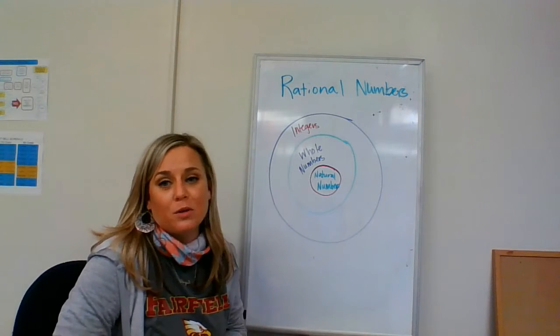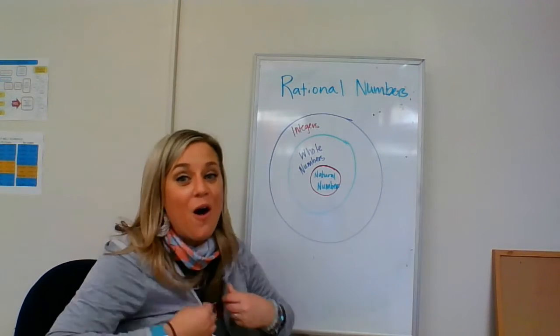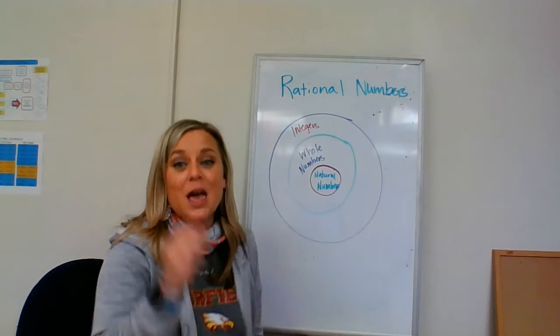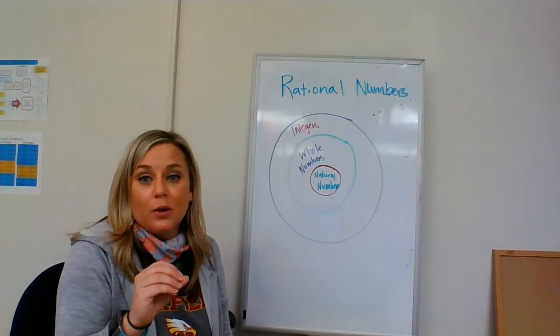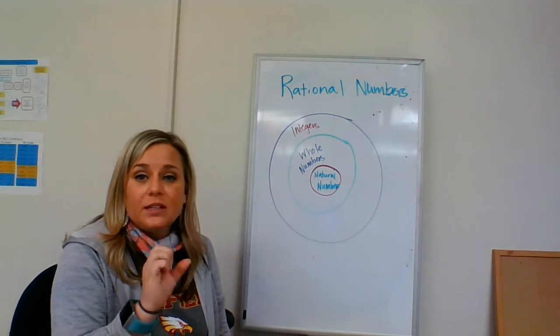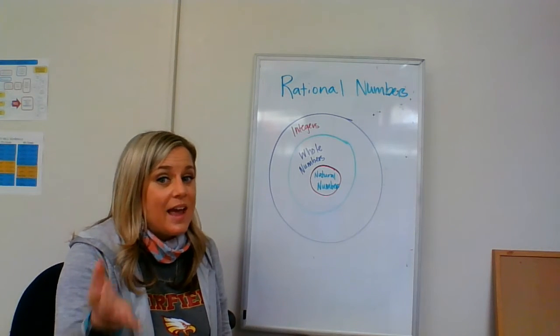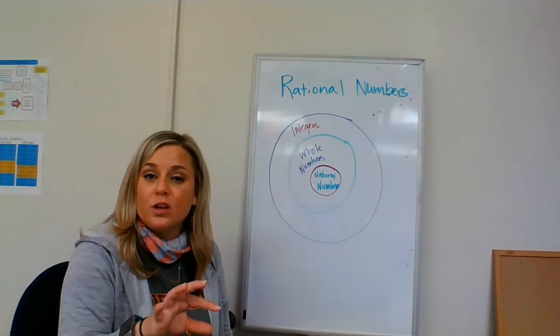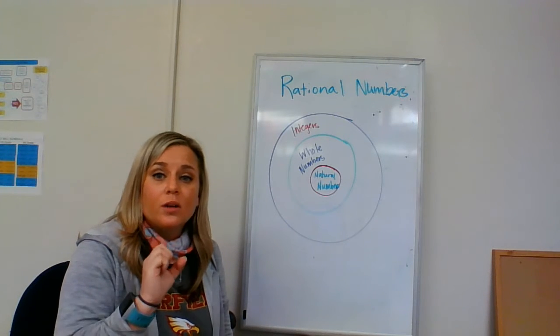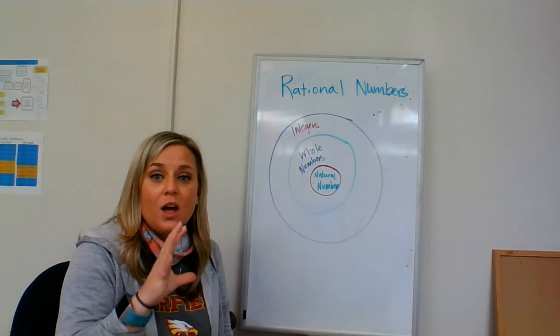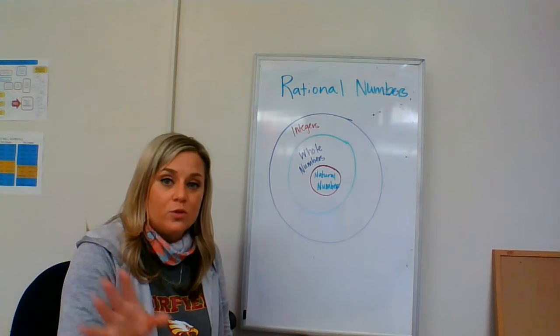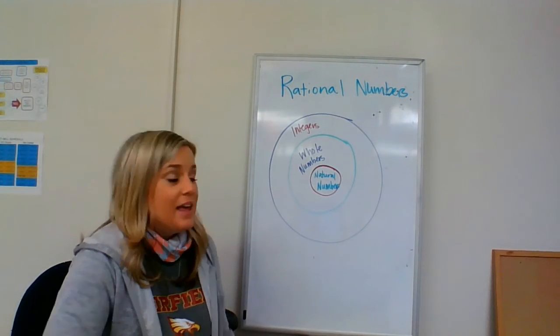Then we have whole numbers. Whole numbers are counting numbers, natural numbers, but they include 0. So now, the only difference in whole numbers and natural numbers is natural numbers start at 1. Whole numbers start at 0, okay? Whole numbers are 0, 1, 2, 3, 4, 5, 6, 7, 8, 9, 10.